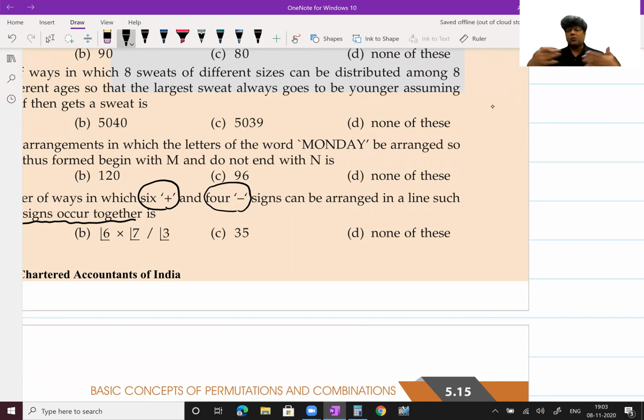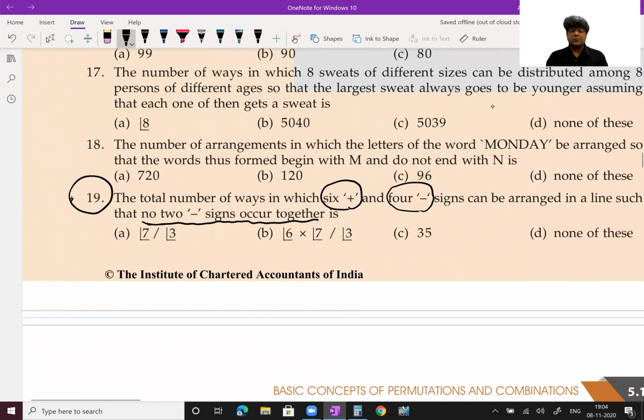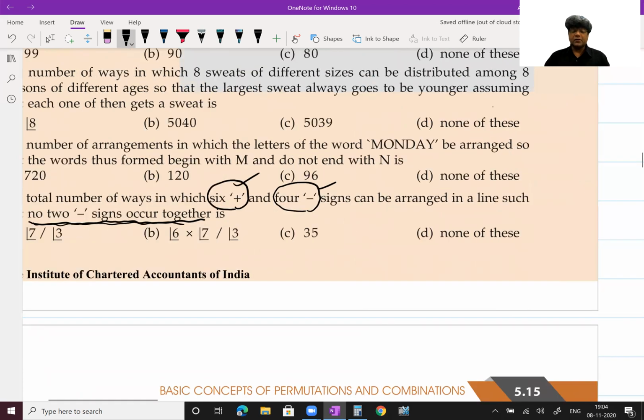So here actually two concepts are mixing. Which two things? Identical items, and no two occur together. No two occur together obviously means the gap method. But then that identical concept will also come. Which concept? n factorial by p factorial into q factorial into r factorial. So see what will happen.